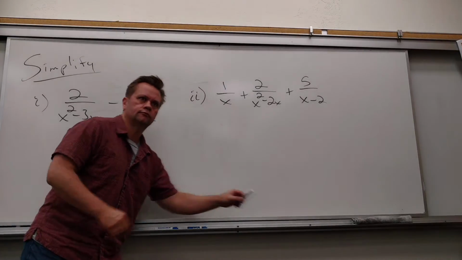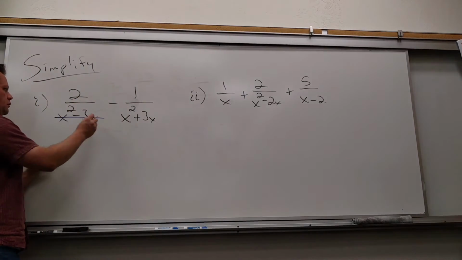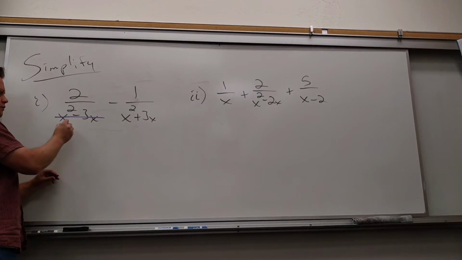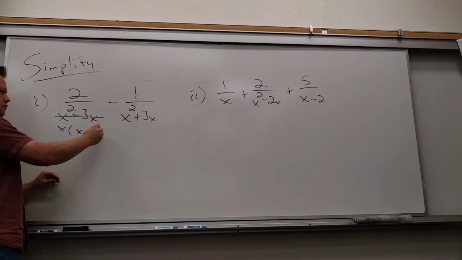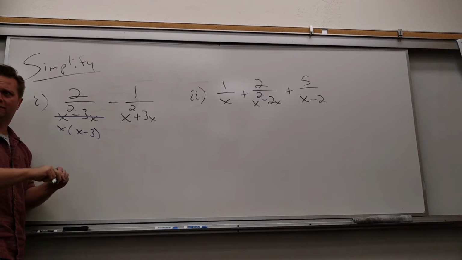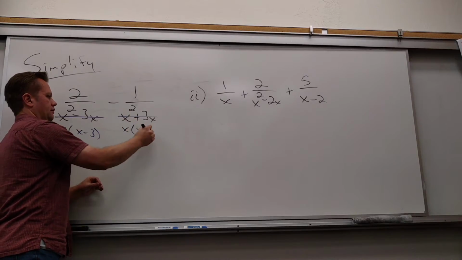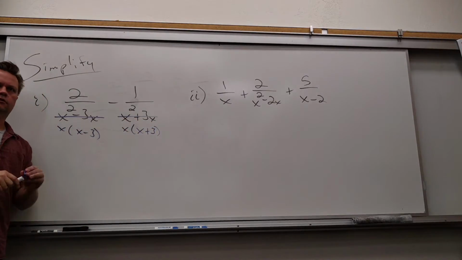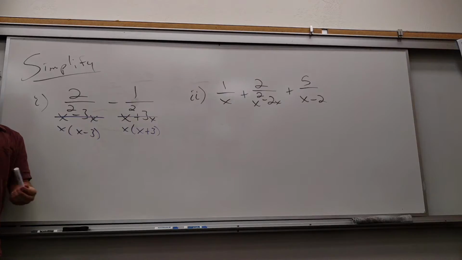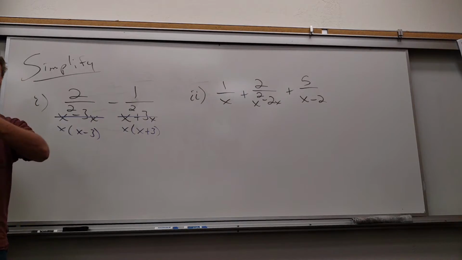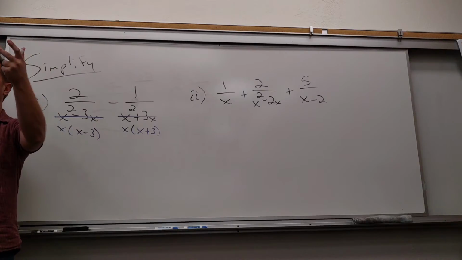So after we factor the denominators, let me catch up to you guys. How do you factor this? X times X minus 3, X times X plus 3. All right. So now you step back, and the whole idea of LCD is to make the bottoms the same. So whatever's there, you want to give them something additional so that they each become the same thing.